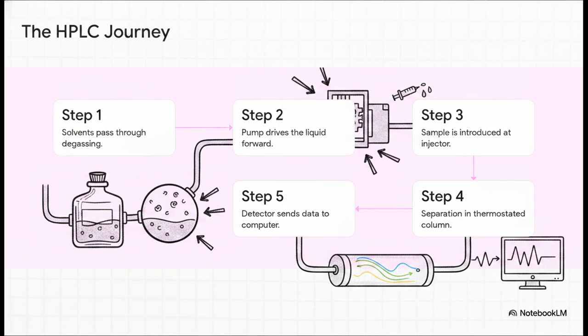First up, we start with the solvents, acting as our mobile phase, which pass through a degassing system. Second, the pump aggressively drives this liquid forward, creating that massive pressure we just talked about. Third, the actual sample is introduced right at the injector. Fourth, the whole mixture travels into the thermostated column, and that's where the real magic, the actual chemical separation, takes place. And finally, step 5. Those newly separated components hit the detector, which immediately sends the final analytical data straight to the computer.